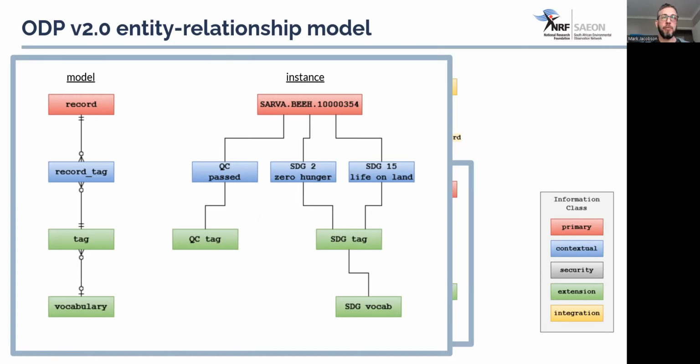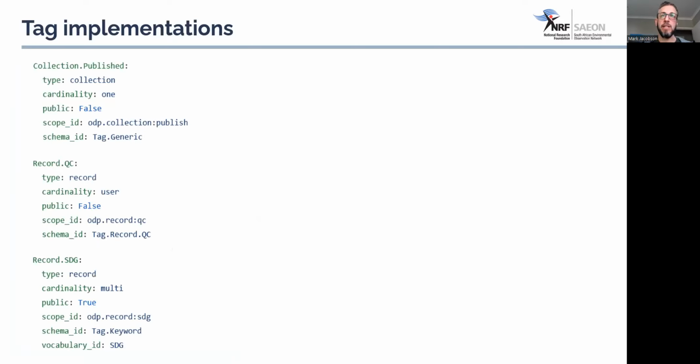In general, tags provide a way of extending the functionality of the system without having to change the underlying data model. We've already implemented over a dozen different tag types of widely varying uses, and the potential use cases are virtually limitless. Some tags, like the quality control tag, influence the record publication process. Others, like the SDG tag, may have applications in a data science context. The great thing about tags is that they are generally relatively quick and easy to implement.